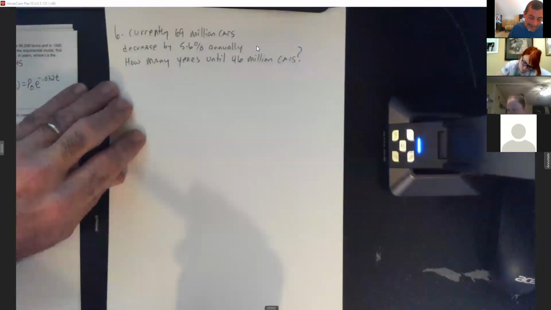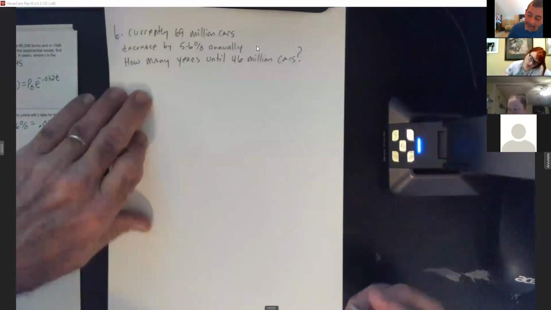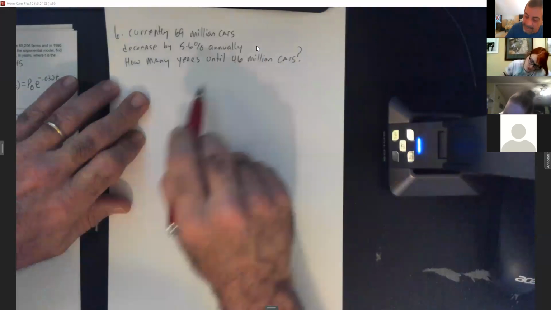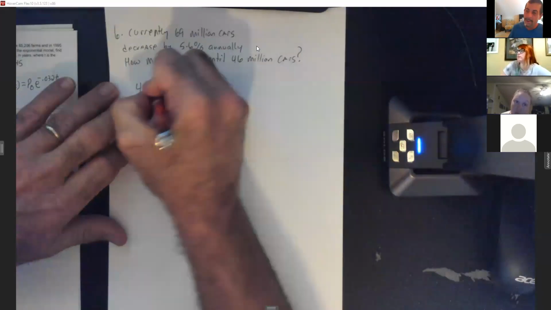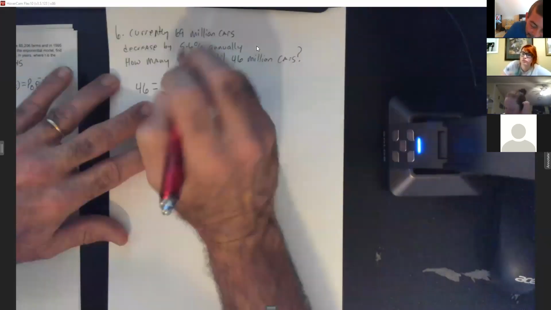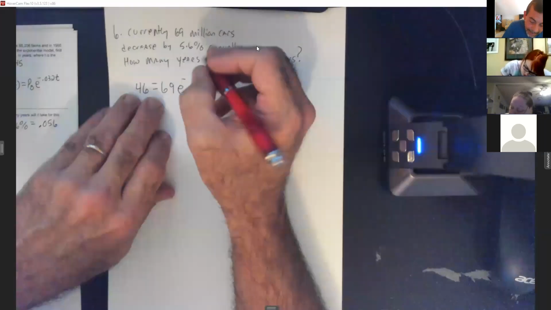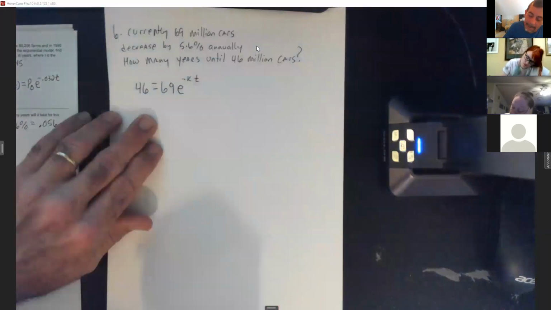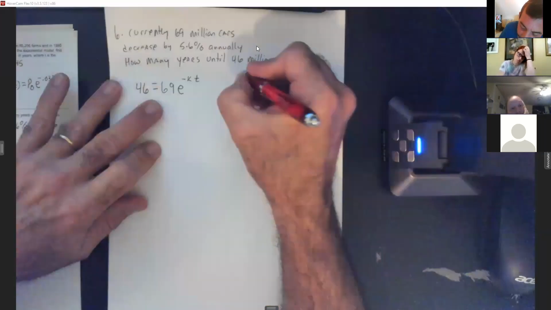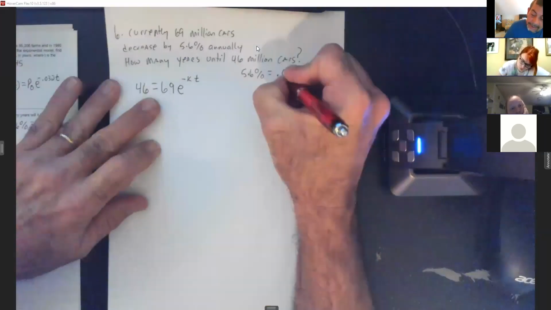So we're looking for the time on this one. The ending amount they were looking for was the 46 million. So the 46 will be my ending amount. That's going to equal my beginning amount, which was 69 million, e to the negative kt. Now, k I know because that's 5.6%. That would equal 0.056. So I'm going to put that in for my k.